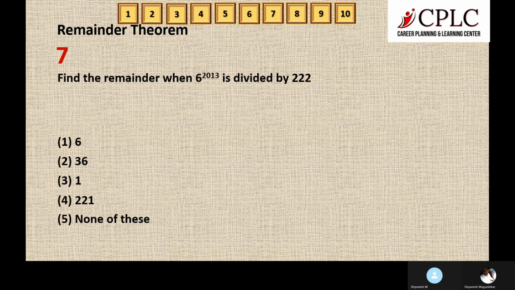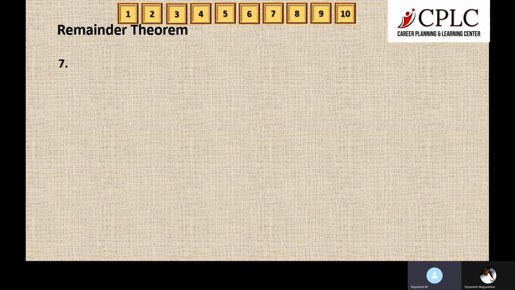Seventh one, find the remainder when 6 raised to 2013 is divided by 222. Now, here we are going to learn a very important idea: to make adjustments, sometimes you can cancel some common multiple from both numerator and denominator. So we can cancel 6 from both numerator and denominator. So our question becomes 6 raised to 2012 upon 37.